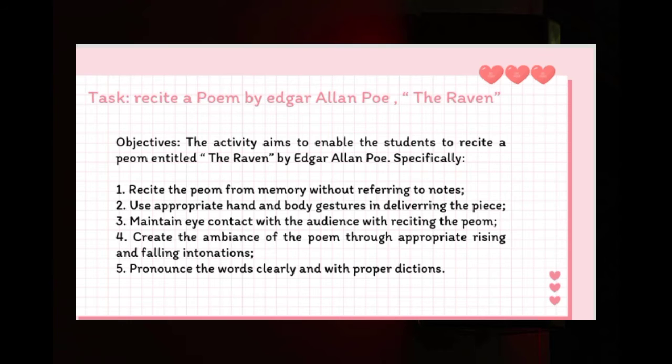are, number 1, recite the poem from memory without referring to notes. Second, use appropriate hand and body gestures in delivering the piece. Third, maintain eye contact with the audience while reciting the poem. Fourth, create the ambience of the poem through appropriate rising and falling intonations. And lastly, pronounce the words clearly and with proper diction.